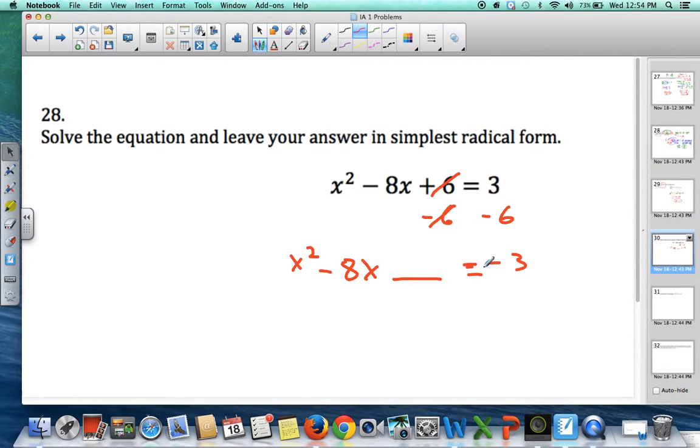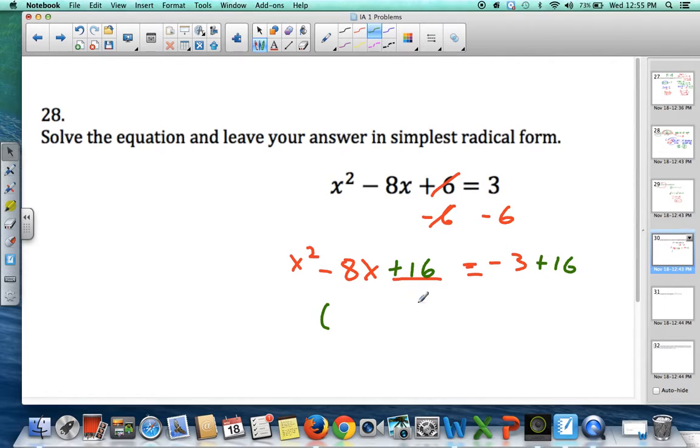A lot of you got to this point and didn't know what to do. We have to put a number here that's going to complete the square, meaning it's going to be half of this number, which is negative 4, squared. Negative 4 times negative 4 is positive 16. So in this spot, I'm going to put plus 16, which means over here I'm going to put plus 16 because now they have to balance.